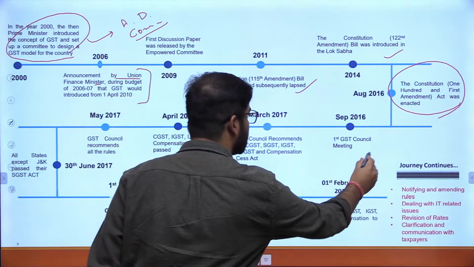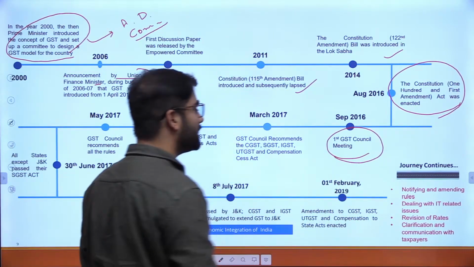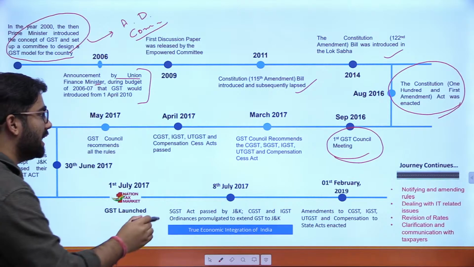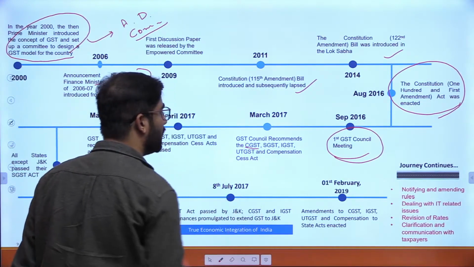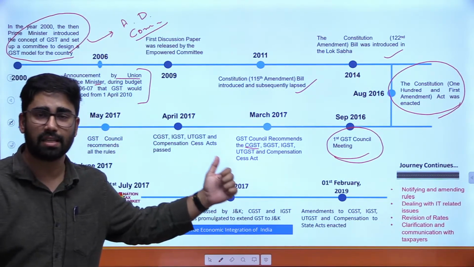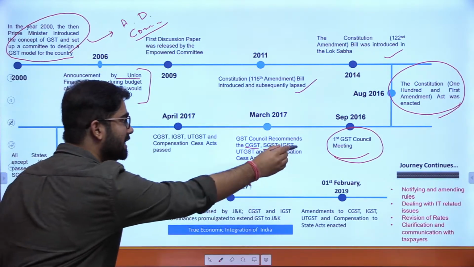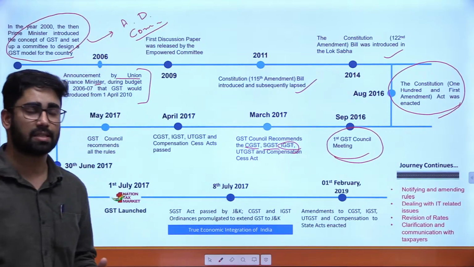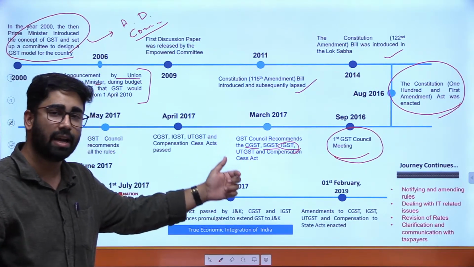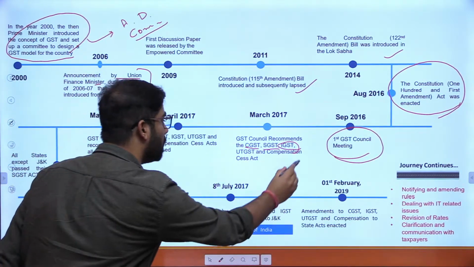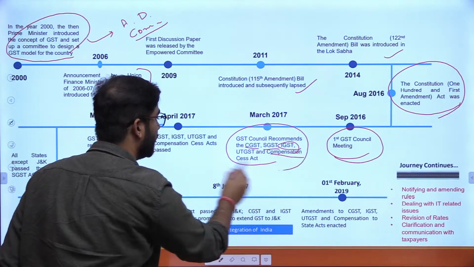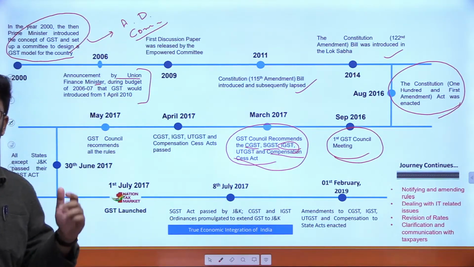उसके बाद फर्स्ट जीएसटी काउंसिल मीटिंग हुई सितंबर 2016 में. उसने रेकमेंड किया कि सीजीएसटी होना चाहिए, सीजीएसटी यानी कि सेंट्रल गुड्स एंड सर्विसेज टैक्स. एसजीएसटी होना चाहिए स्टेट्स गुड्स एंड सर्विसेज टैक्स. आईजीएसटी होना चाहिए इंटीग्रेटेड गुड्स एंड सर्विसेज टैक्स. एंड देन यूटीजीएसटी यूनियन टेरिटरी गुड्स एंड सर्विसेज टैक्स एंड कॉम्पनसेशन सेस एक्ट होना चाहिए. तो ये सारी चीज जीएसटी काउंसिल ने रेकमेंड करी.